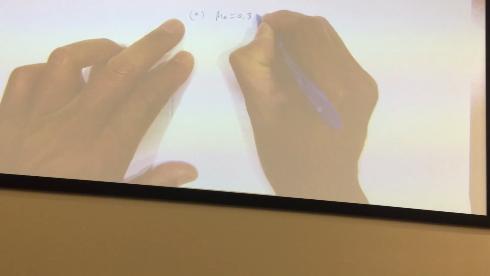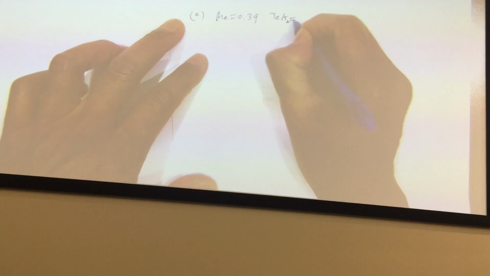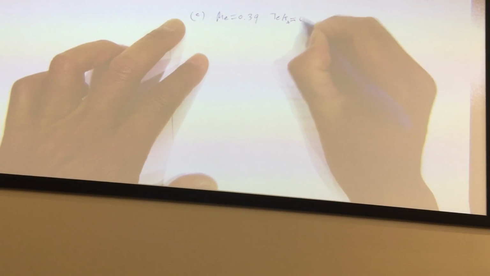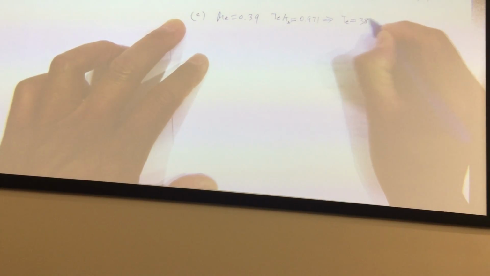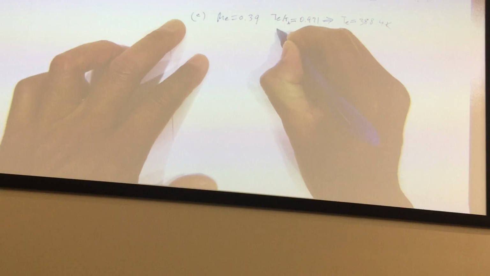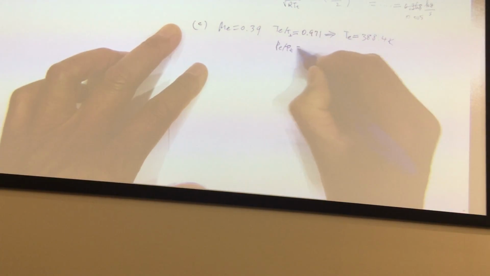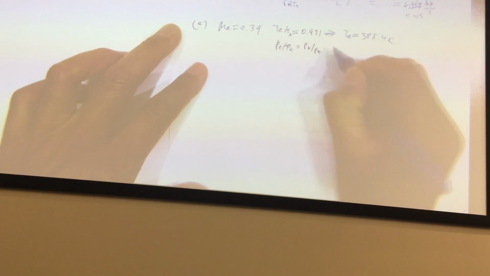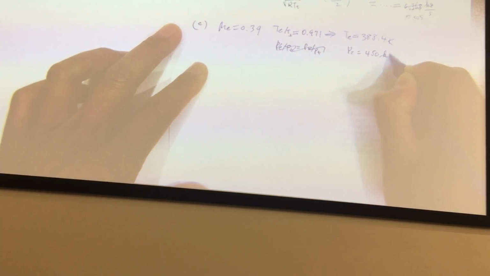So, part C, let me see. Part C, because ME is equal to 0.39, you can use the table: TE over TT is equal to 0.971. So that gives you TE is equal to 388.4 Kelvin. Your PE over PT, actually you really don't need it because this is equal to PB over PT, right? So in a sense, you already know your PE is equal to 450 kilopascal, right?